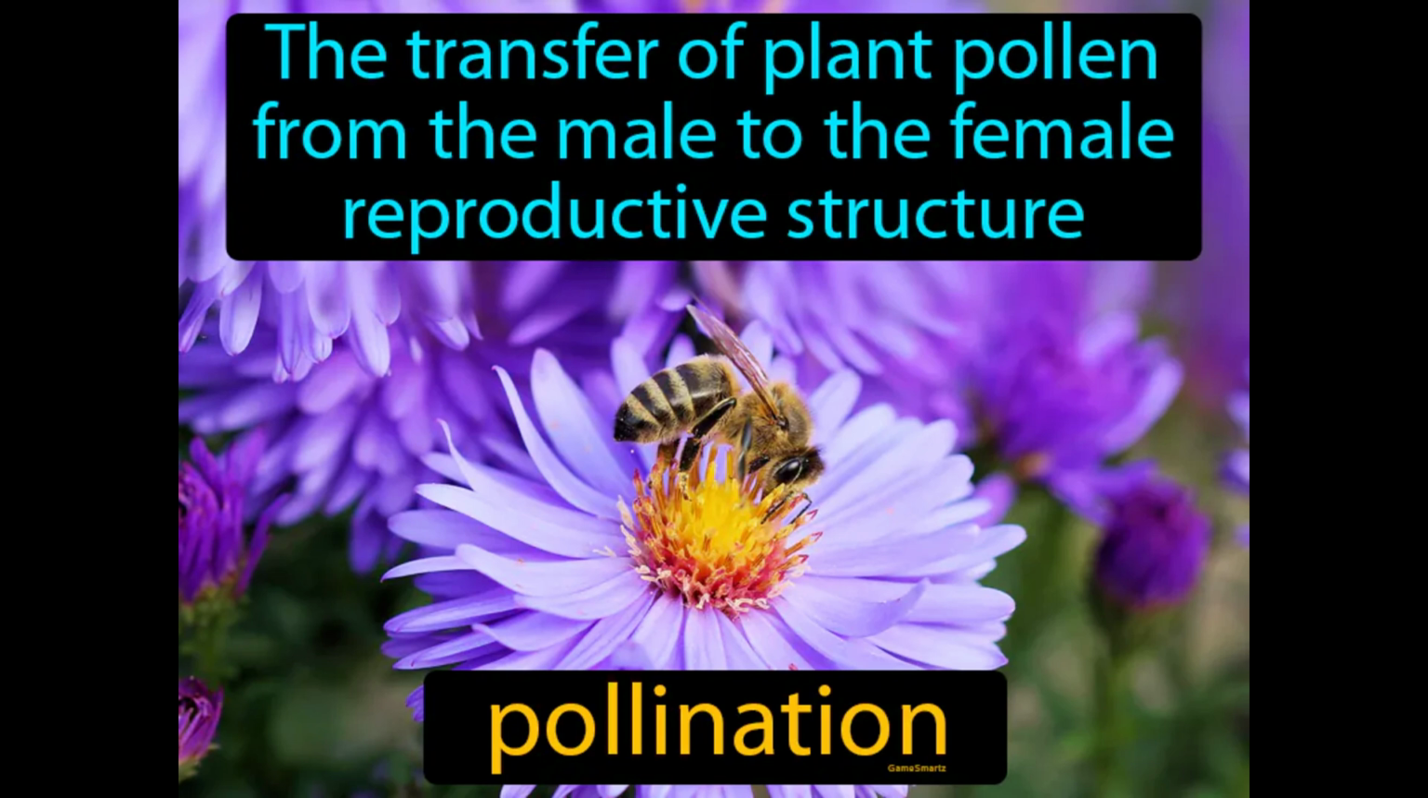The transfer of plant pollen from the male to the female reproductive structure. Pollination is the process by which pollen is moved to help plants reproduce and produce seeds.